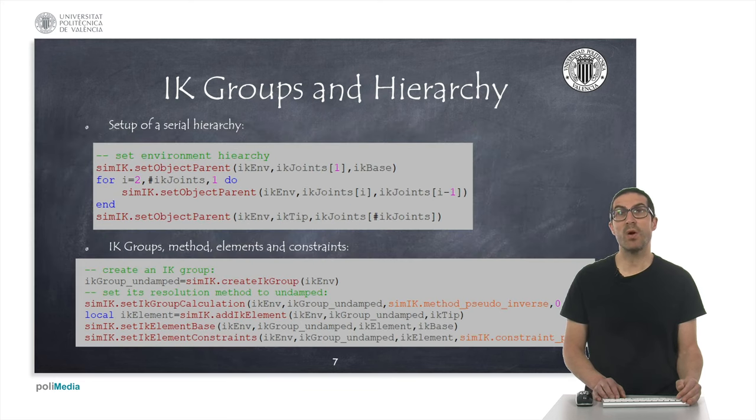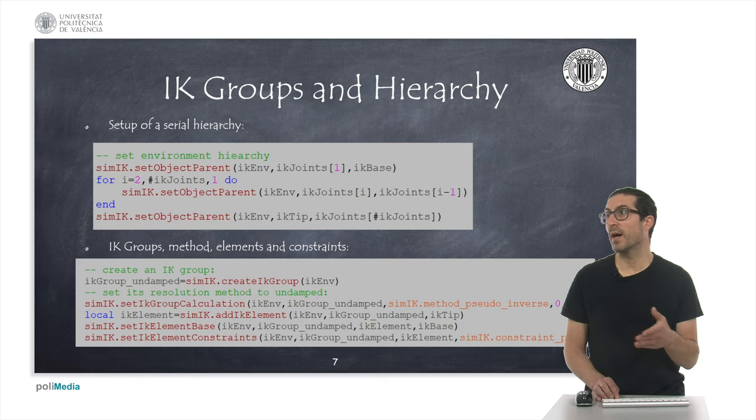Once we have created all necessary elements, we can establish a hierarchy relationship between them. The base dummy is the parent of all IK elements, and then we can add joints. Each one is child of the previous one. And to complete the hierarchy, the tip must be the child of the last joint. In addition to this, we must create an IK group, as we saw in the previous video.